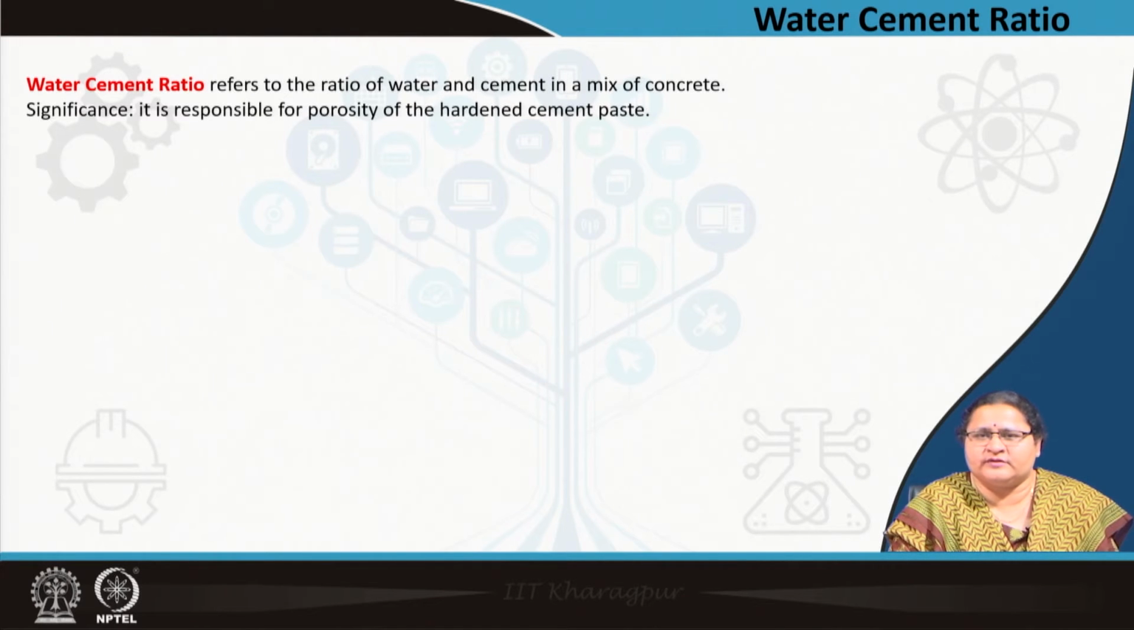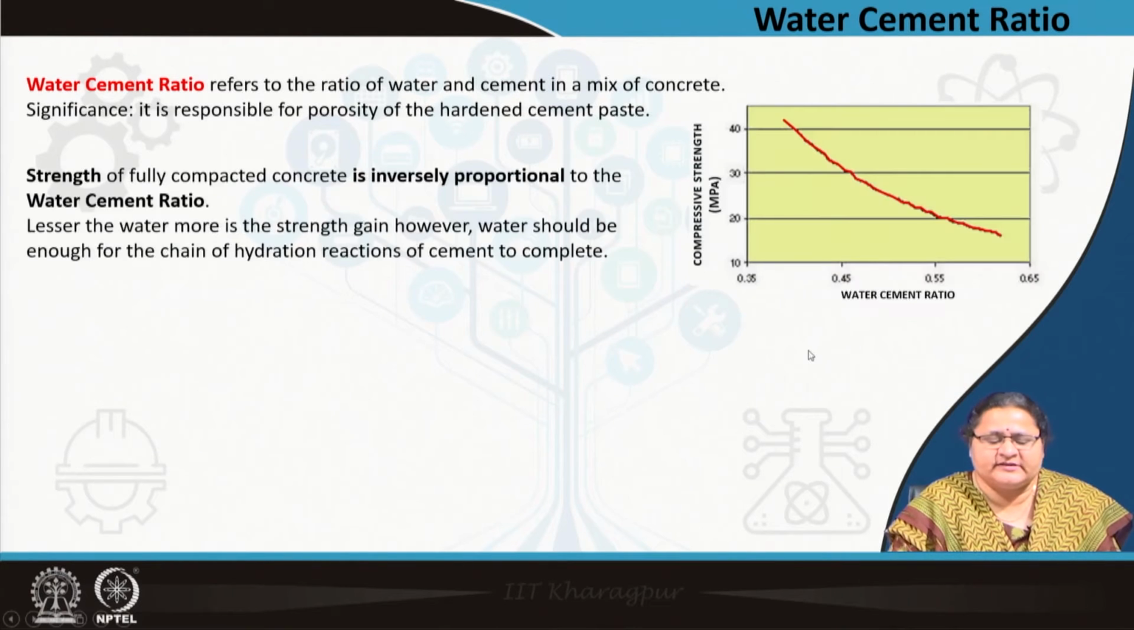So, some values are also there which I am not elaborating, but actually this gel gives the strength to the cement, and obviously that is reflected on the strength of concrete. So, strength of fully compacted concrete is inversely proportional to the water cement ratio. So, should we go for very low water? So, can we target very low amount of water?